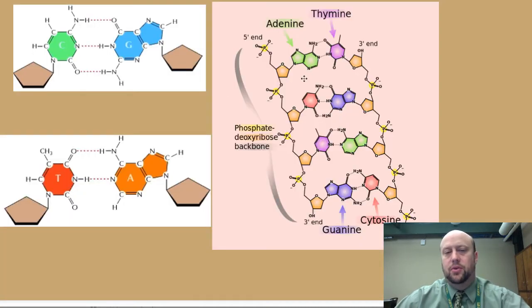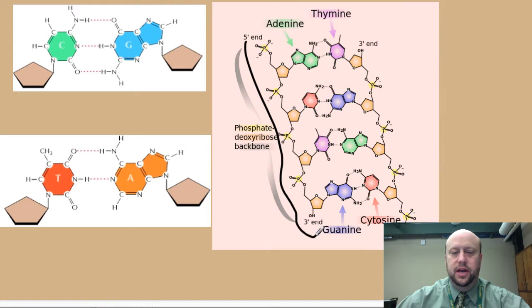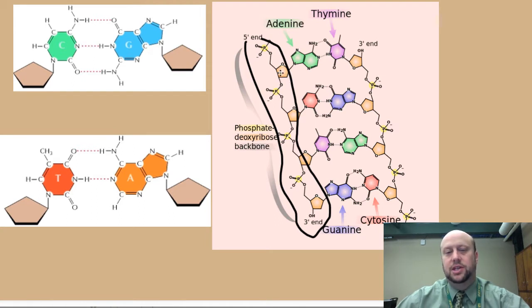So remember the structure: we've got a sugar phosphate backbone, and so that's this area here, comprised of sugars and phosphate. That's why we call it a sugar phosphate backbone. We've got phosphates here, and then these little pentagons right here are the sugars. In the case of DNA, remember that's deoxyribose.